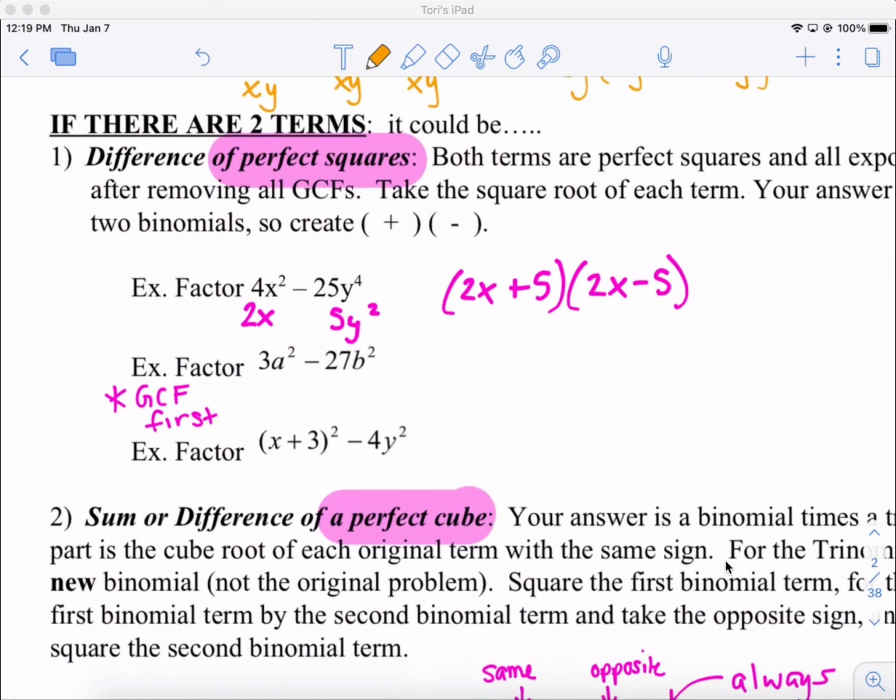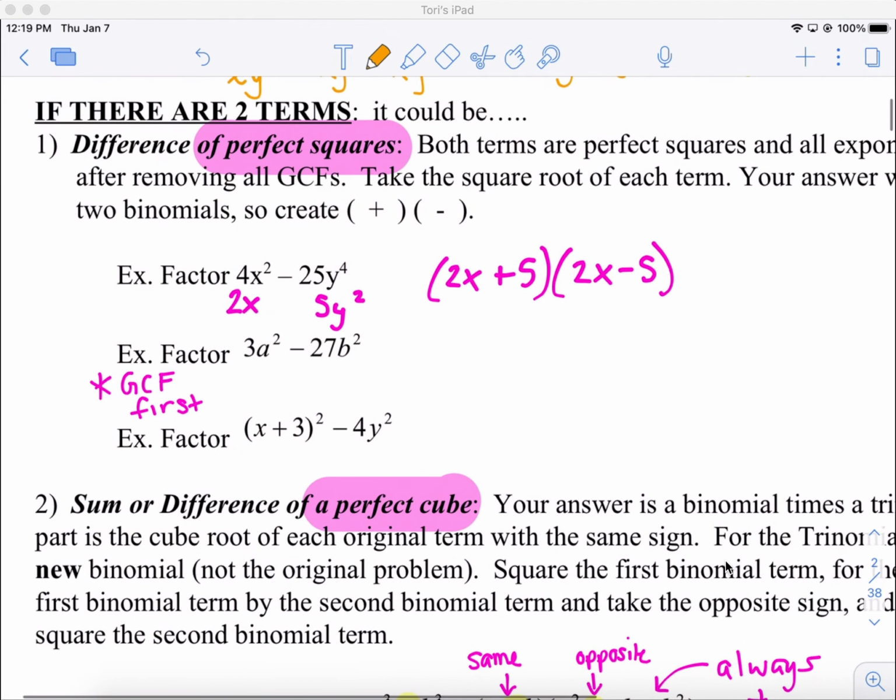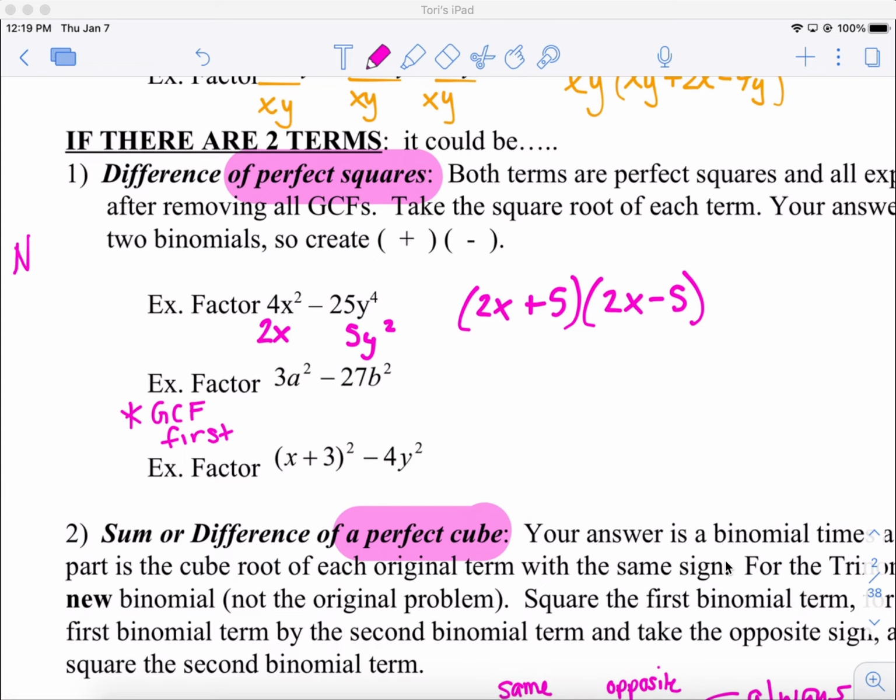Okay? All right, second one is what happens if there are 2 terms? Well, you have 2 options. You want to check to see if you have a difference of perfect squares, or you might have a sum or a difference of perfect cubes. Notice there is no such thing as a sum of squares. Never a sum of cubes.